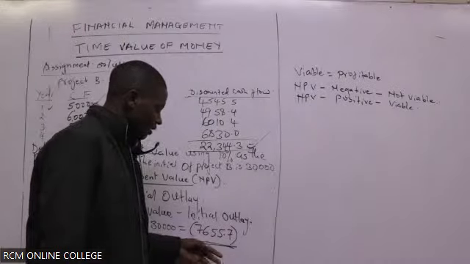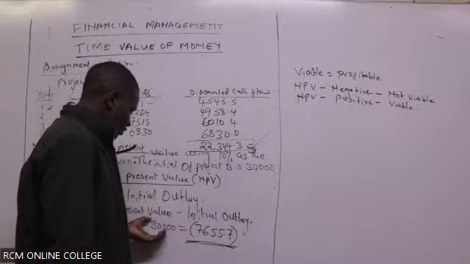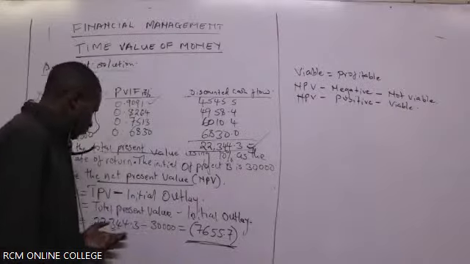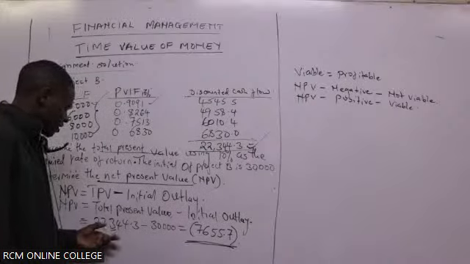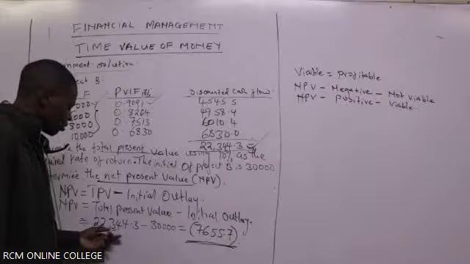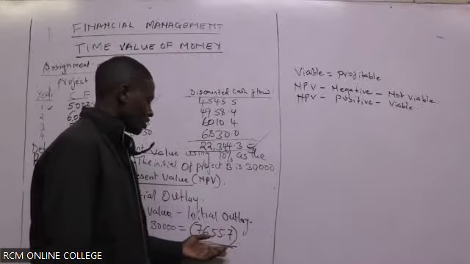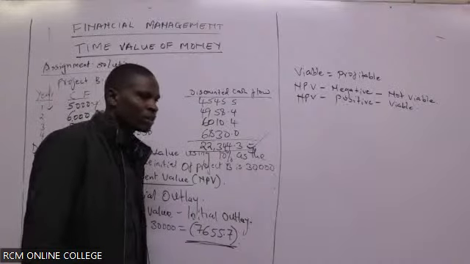In fact, you can see that the initial outlay, the initial investment, was 30,000, and the income that the person is getting is 22,344.3. Therefore, this is leading this project to be not profitable. This is not a profitable project, and therefore the investor should not invest in this project.